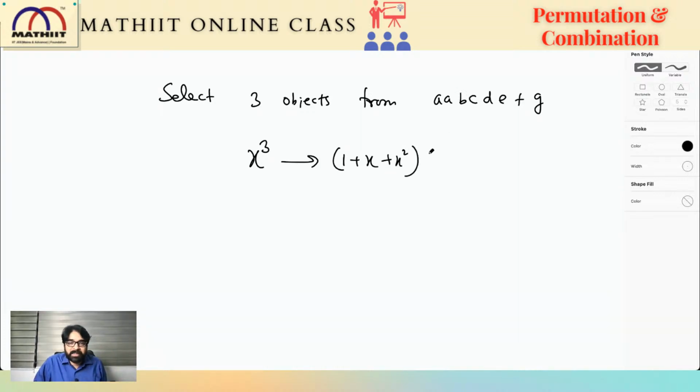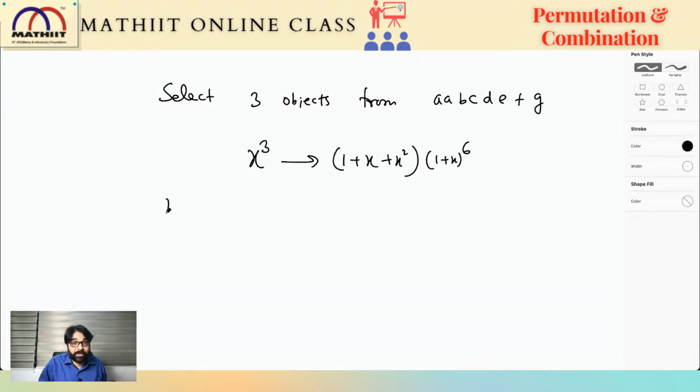B I will go, he will say, sir, I can go only 1. Either I will not go or I will go only 1 because I am only 1, B is there. This is also 1 plus x. This is also 1 plus x. So how many 1 plus x? 1, 2, 3, 4, 5, 6. 6. Did you understand? Coefficient of x cube in this expansion.